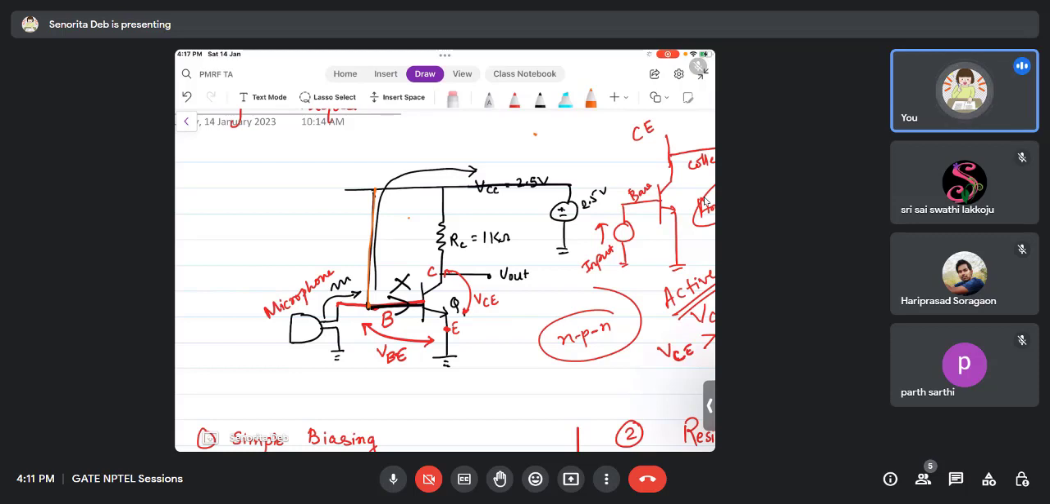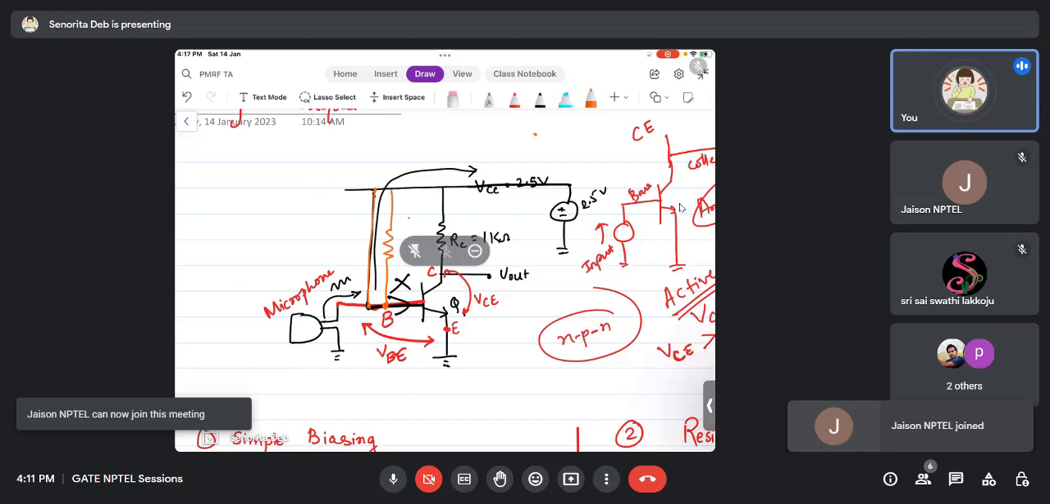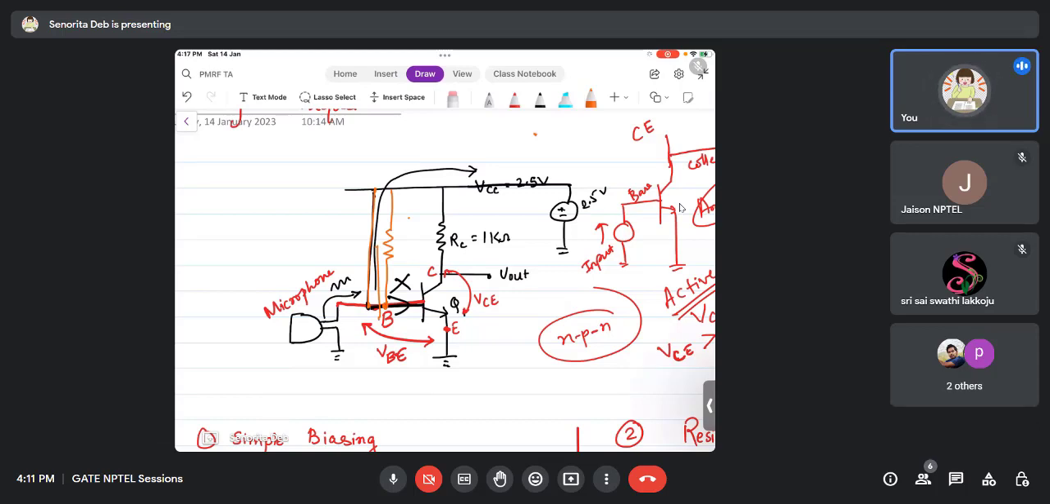Now instead of a direct short, if I connect it through a resistor, what will happen? The possibility will be that some of the current will go through this path. So this is now very dirty. Suppose I now connect a resistor here, then what will happen? This small signal, depending on the value of this resistor RB.